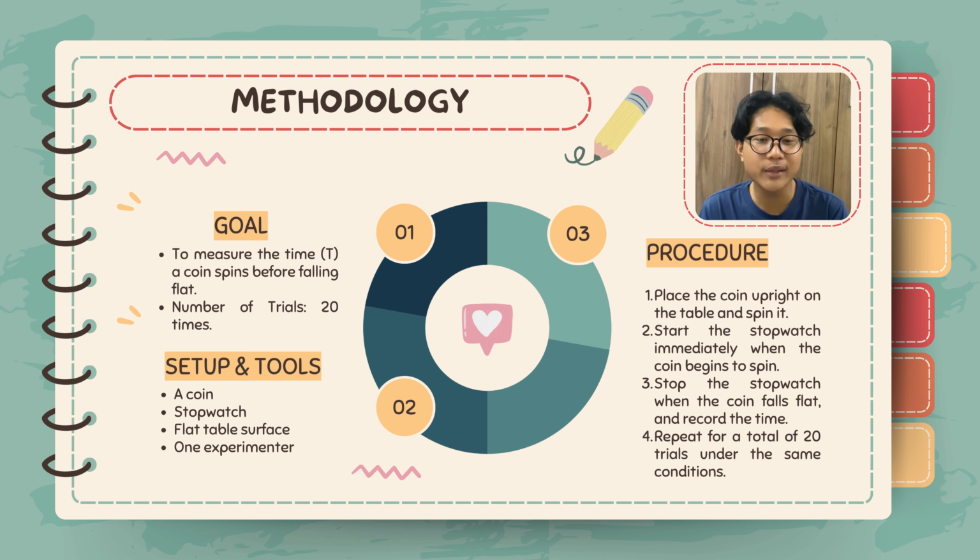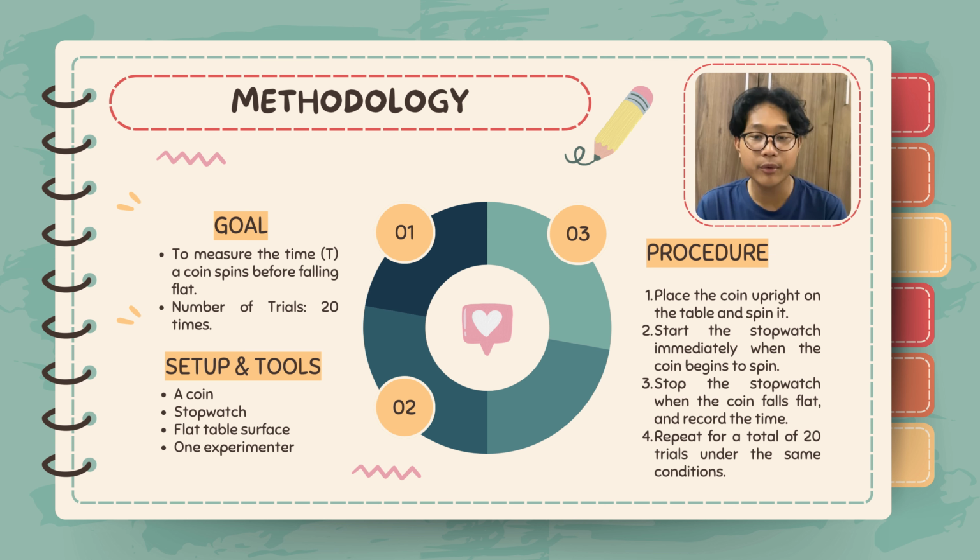This is also an experiment that would allow us to clearly contrast theoretical expectation with experimental outcomes about the way probability works in real life. Now, we move to methodology. So our goal is to measure the time t a coin spins before falling flat. Number of trials: 20 times. Next, setup and tools: a coin, stopwatch, flat table surface, one experimenter.